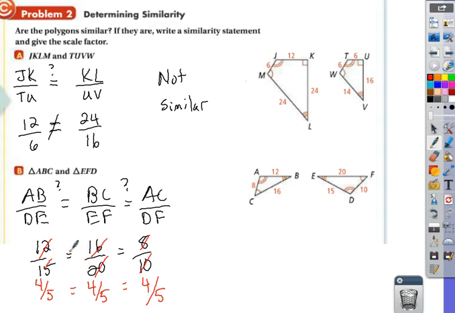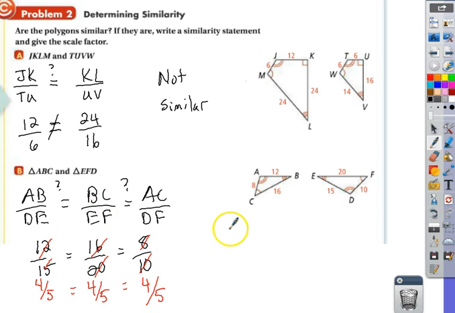So the scale factor is what they reduce to, which is 4 to 5. 8 divided by 2 is 4, and 10 divided by 2 is 5. And when I divide 2 into 8/10, I get 4/5. I misspoke, my apologies. All right, and 4/5 is your scale factor.